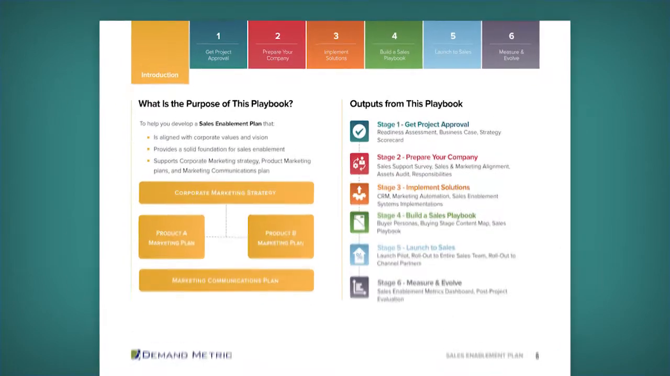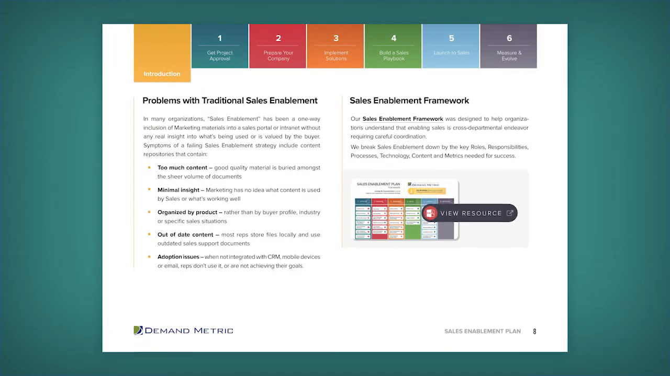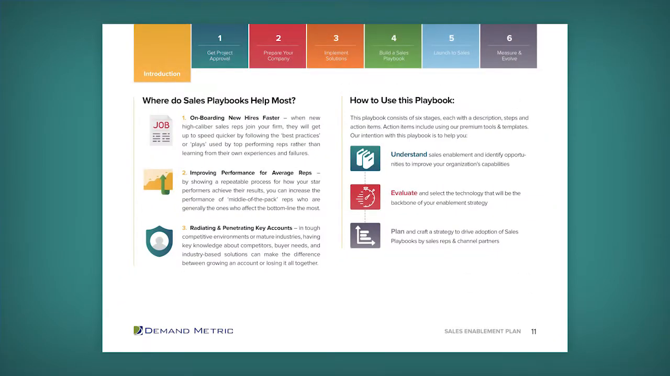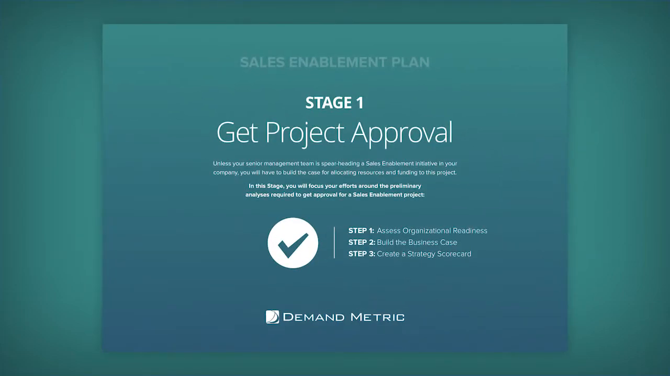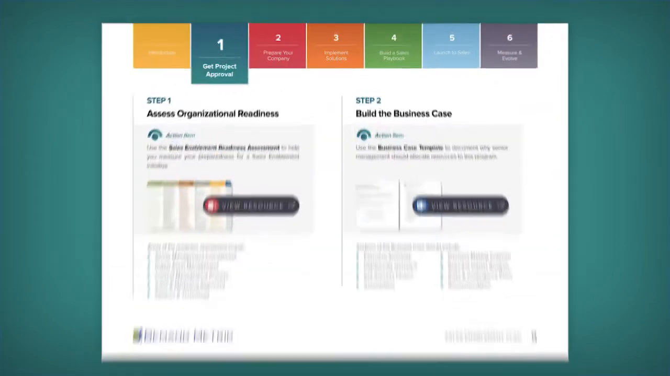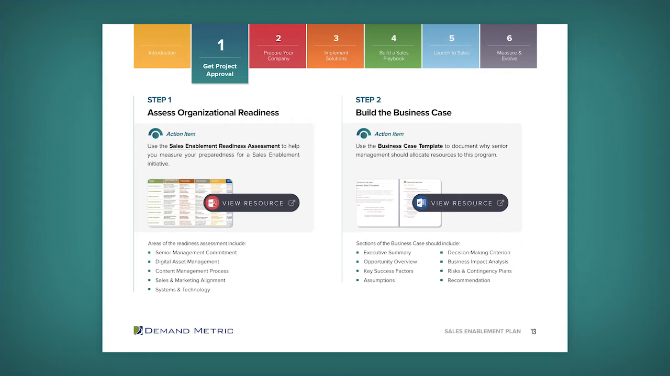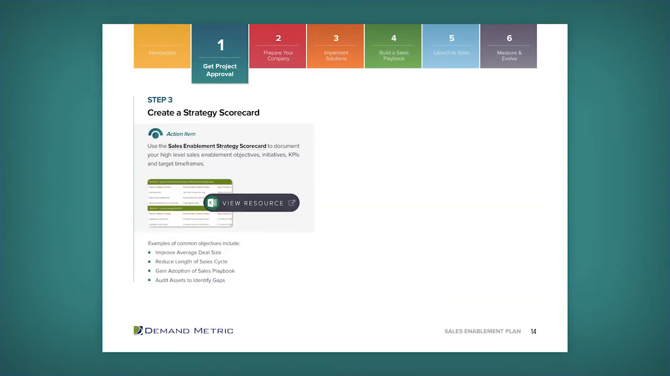Our playbooks are filled with links to our practical modern marketing tools, templates, and training, which are organized stage by stage, step by step, starting with stage number 1, get project approval. And here, the first step is to assess organizational readiness, build a business case, and then create a strategy scorecard.